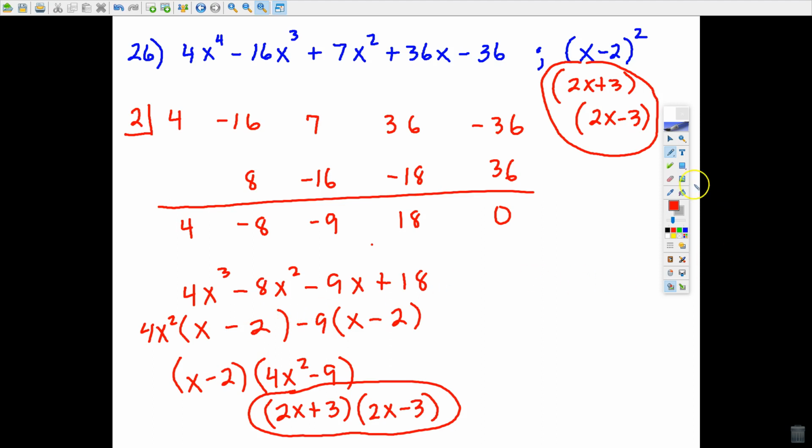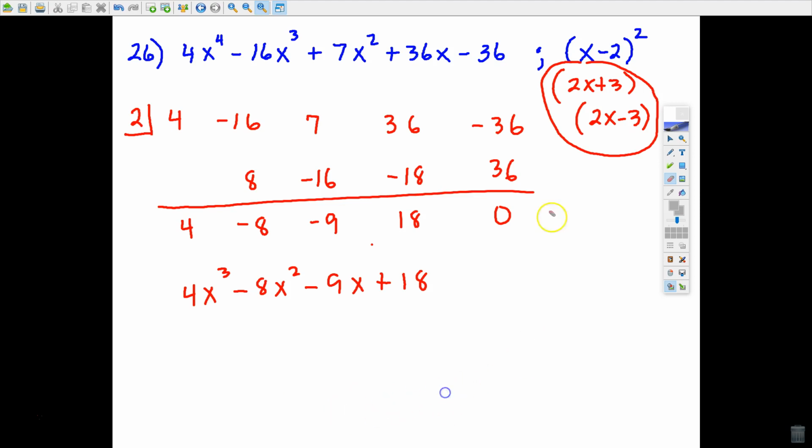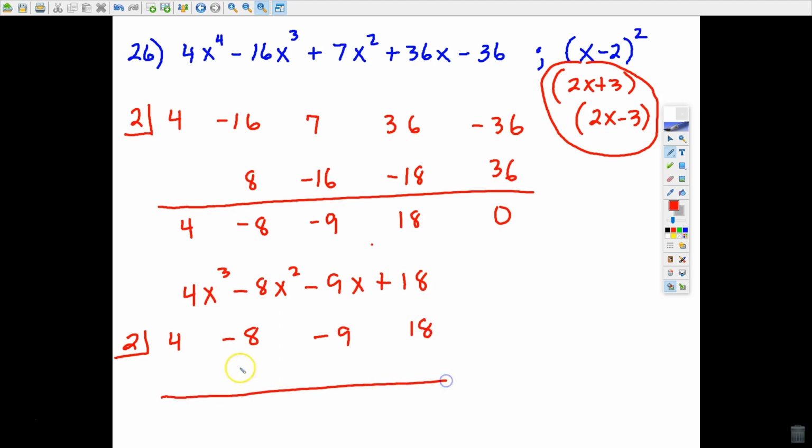Let me just show you how you could have just used synthetic division again. So this is an option. So I'm just going to erase this. Hopefully you already have this down. You may have already worked through this problem and you're thinking, well, I didn't do factoring by grouping, and that's okay. You could just go ahead and take this result, use 2 again in the house, and now we're going to use 4, negative 8, negative 9, 18, and go through synthetic division.